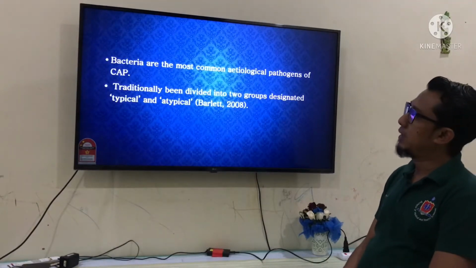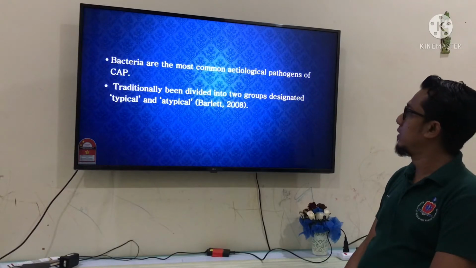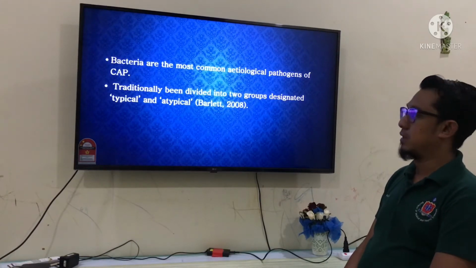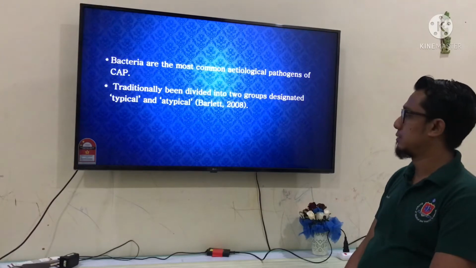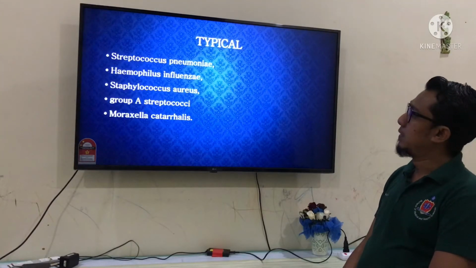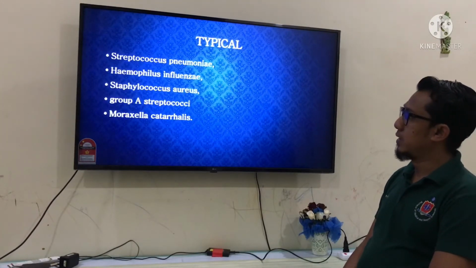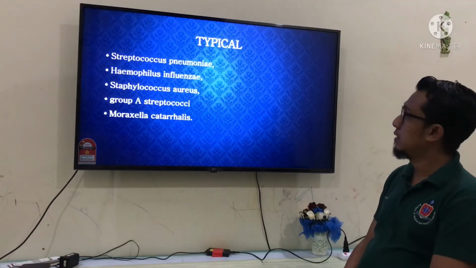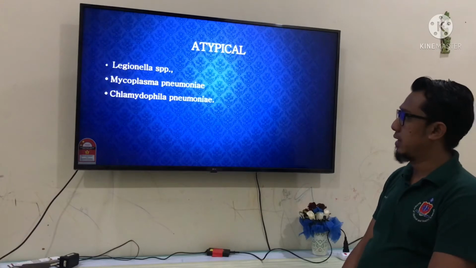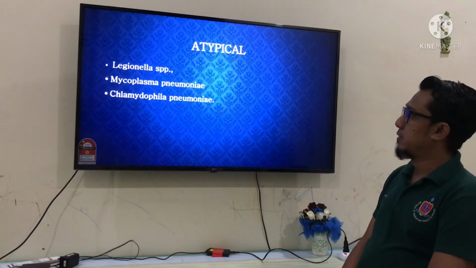Dia punya penyebab adalah bacteria, the most common etiological pathogens of CAP. Traditionally been divided into two groups designated, iaitu typical dan atypical. Typical ialah Streptococcus pneumoniae, Haemophilus influenzae, Staphylococcus aureus, Group A Streptococci, Moraxella catarrhalis. Ini jenis typical. Atypical ialah Legionella species, Mycoplasma pneumoniae, Chlamydophila pneumoniae.